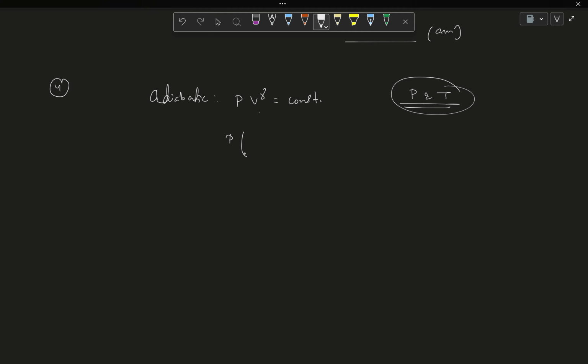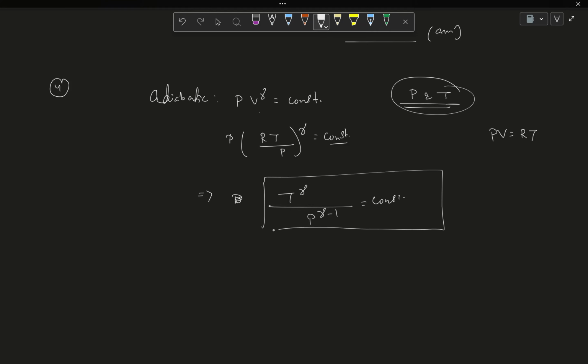And how to do that? You simply use the ideal gas, because we are assuming an ideal gas. PV equal to RT is for 1 mole of ideal gas, and V is equal to RT by P, to the power gamma, because you want to write a relation connecting P and T. Now because R is a constant, you just take it out and put it in the right hand side constant term. We do not bother about that anymore. And you simply have T to the power gamma by P to the power gamma minus 1 equal to constant, which is your expression for the relation between T and P for an adiabatic process.